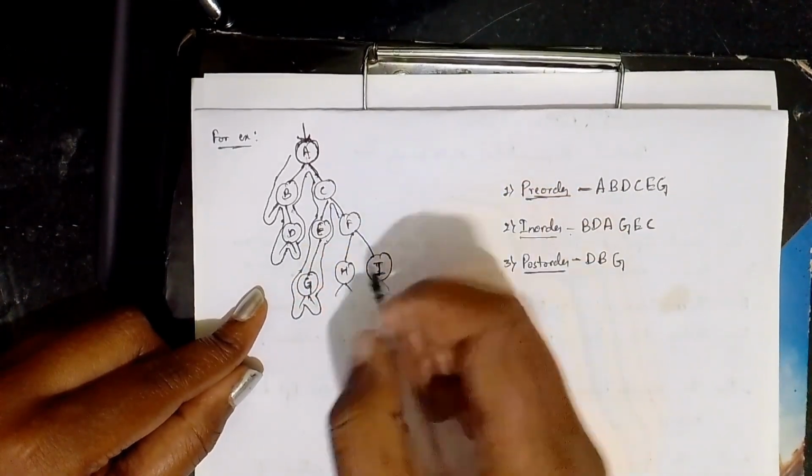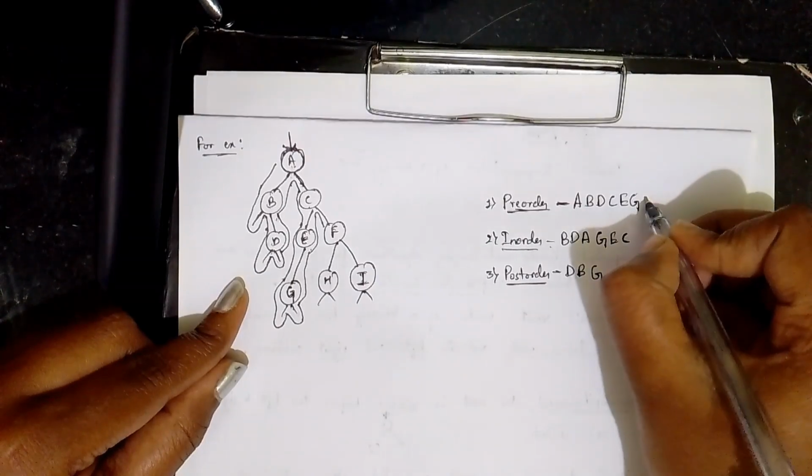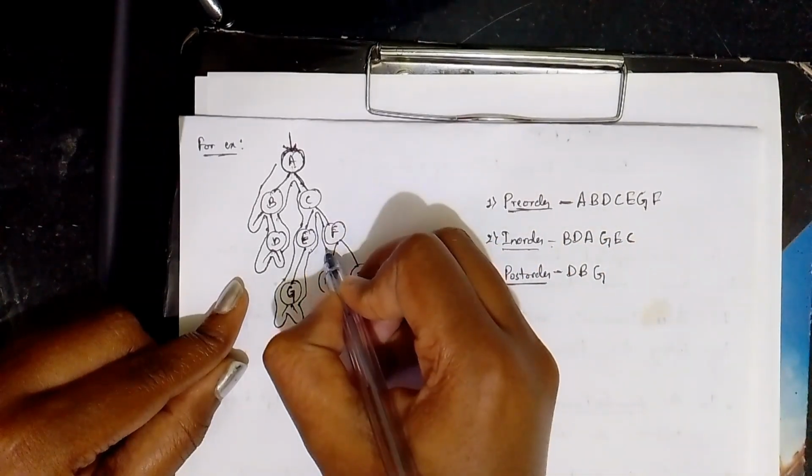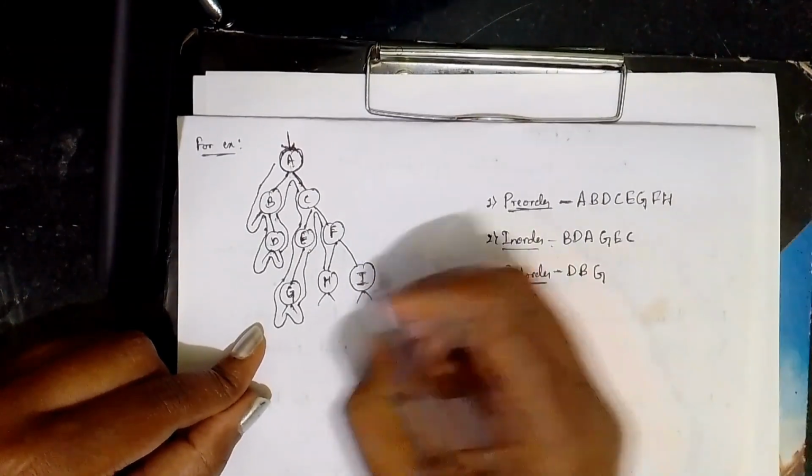Moving forward, we are moving towards F. We are visiting F for the first time, so we have to write it in pre-order, F. Again, we are moving towards H for the first time, so I have to write it in pre-order.